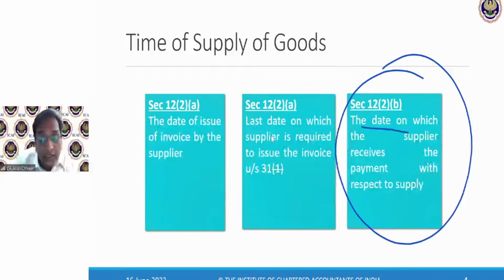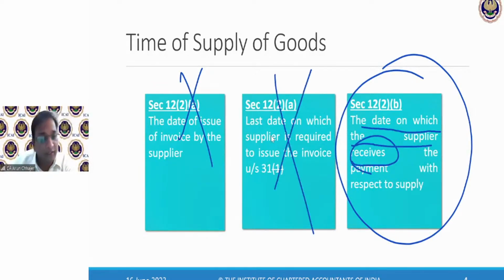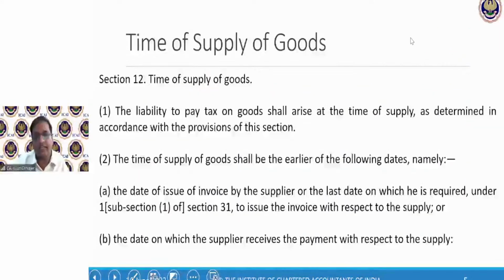Why, sir? The date on which the supplier received the payment. Suppose I have not issued the invoice. I have not made the supply, so the last date is not yet attracted. But I have received the payment, so I need to pay the GST on advance. That I'm talking about, in July 17. What is the current provision? Just wait for a couple of slides.